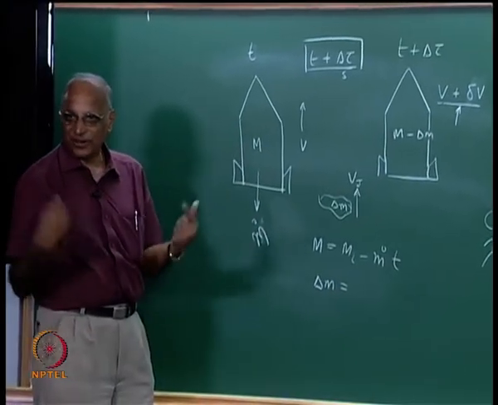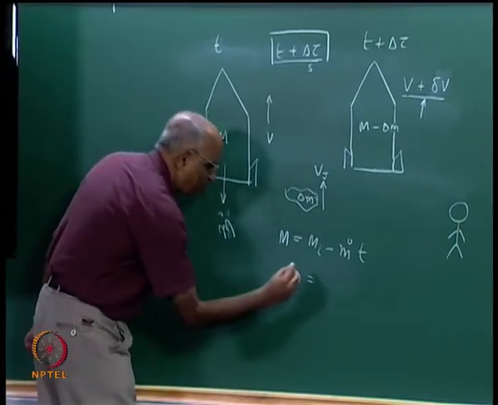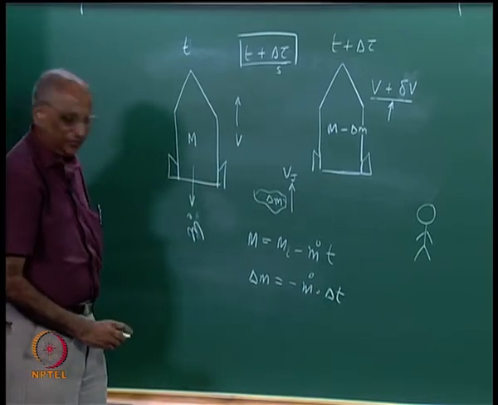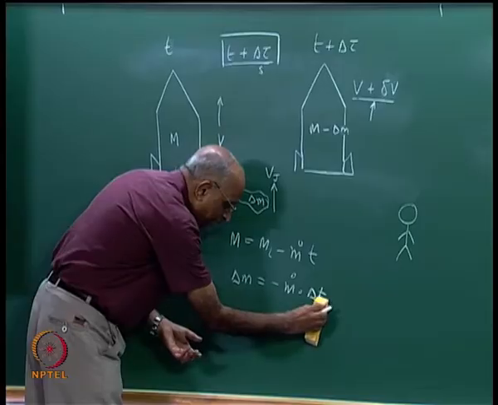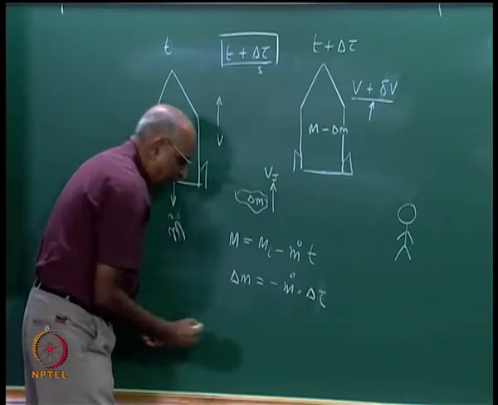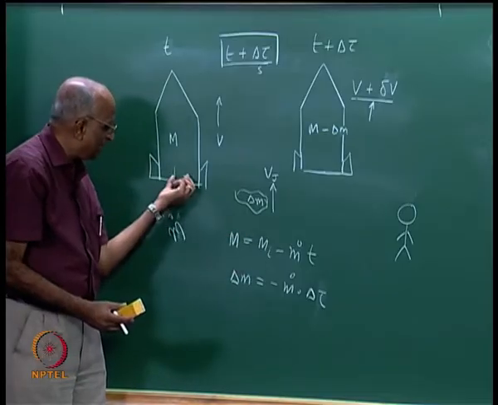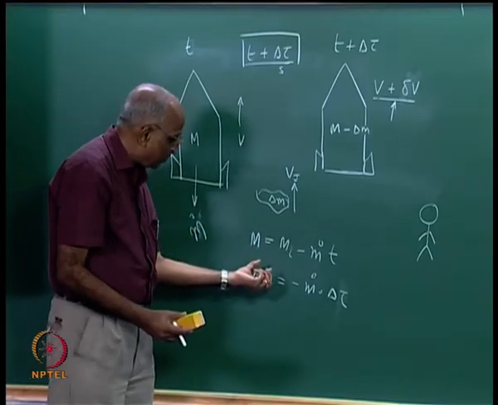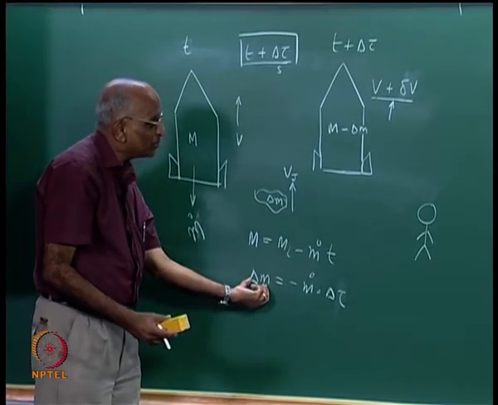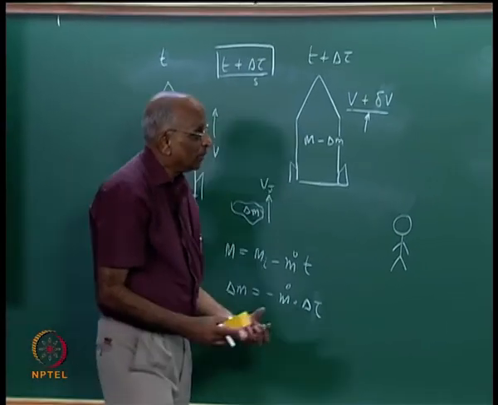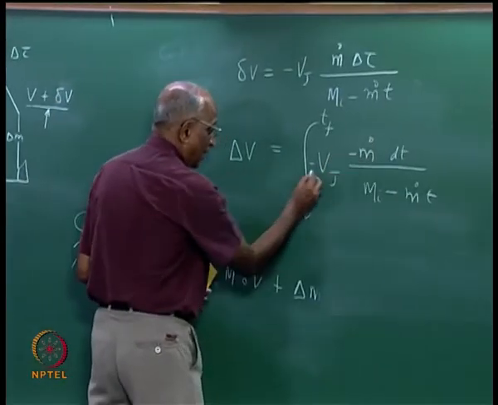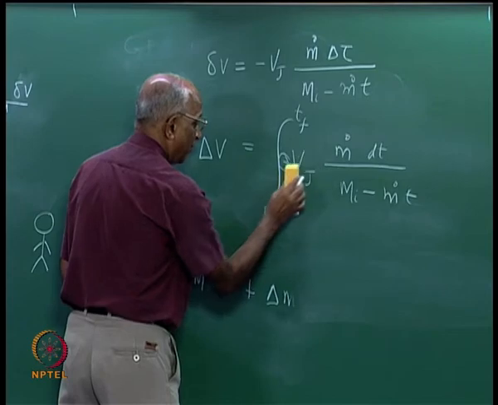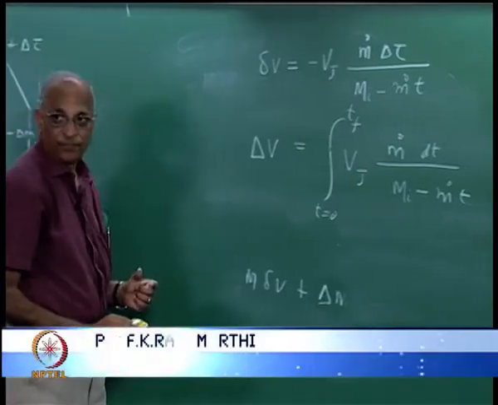Over a small period delta tau, what is the value? It is equal to minus m dot into delta tau. That means, I called it delta tau in a short period. Therefore, what is this minus sign? The minus sign shows that the mass has left the system, and therefore, when I substitute the value of delta m, I should have substituted minus m dot delta tau. That means this should have been a negative sign, and this negative sign and this negative sign would have given me a positive sign, and the expression should have been plus Vj.